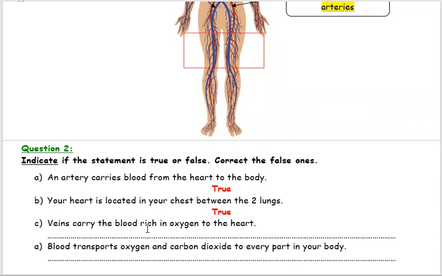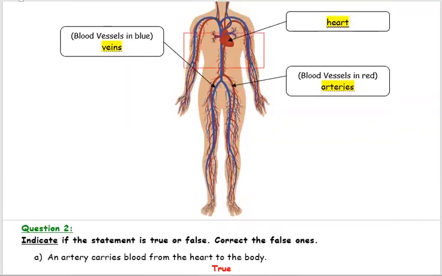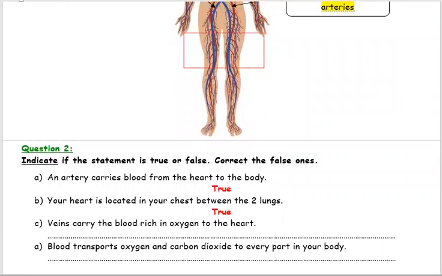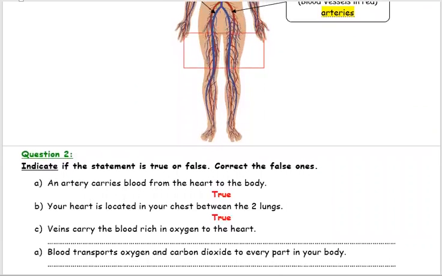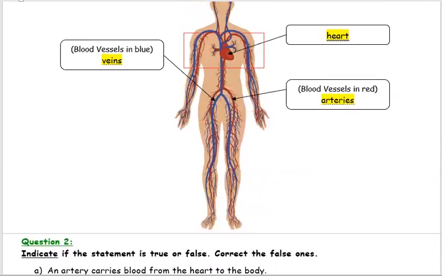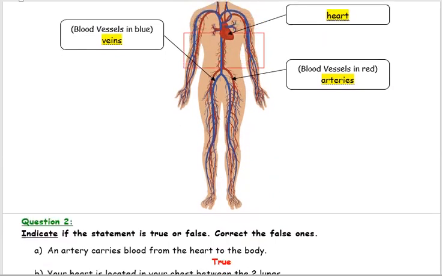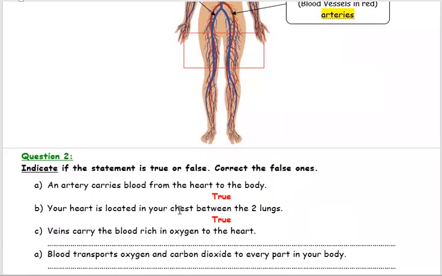Veins, which are the blood vessels colored in blue in question number 1, they take the blood rich in oxygen to the heart. So that's true? We said that the veins are the blood vessels taking the blood to the heart. But is this blood rich in oxygen? Do veins lead the blood, the beautiful blood rich in oxygen, to the heart again? No. Where should the oxygen be taken? It should be taken to every part in your body. So it's not taken back to the heart.